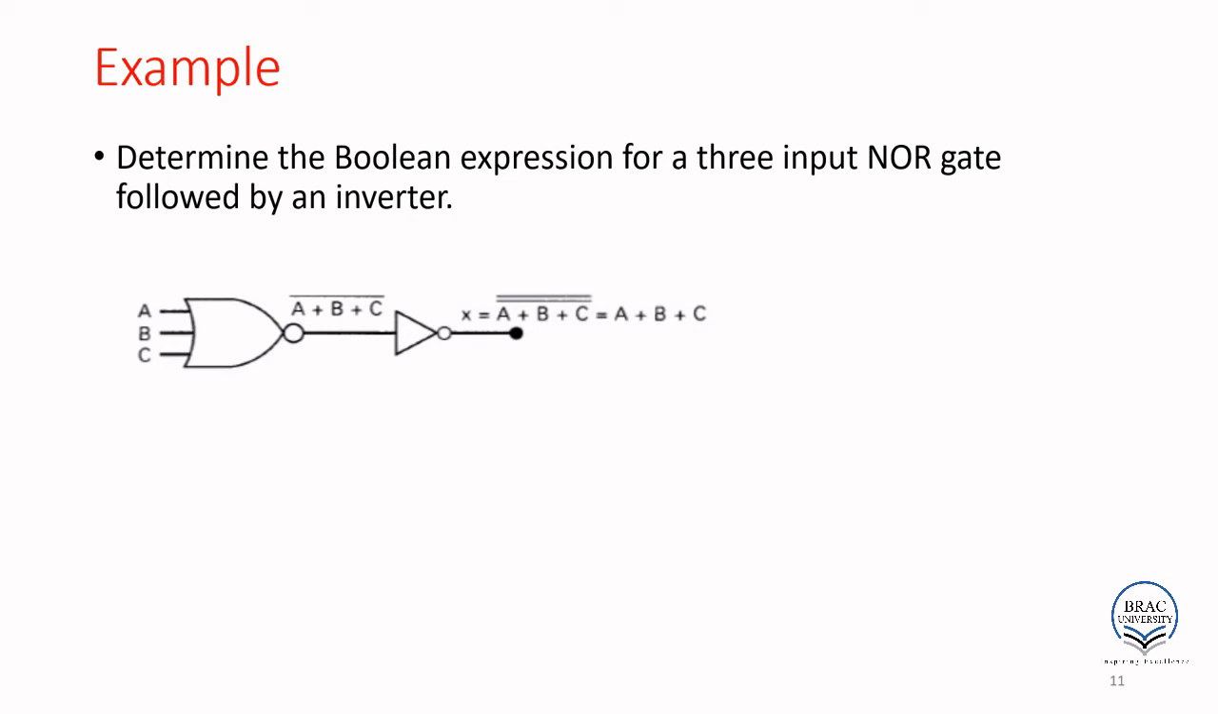It says determine the Boolean expression for a 3-input NOR gate followed by an inverter. So you have A, B, and C, with an inverter, which can be written as A plus B plus C, inverted. If you do the inversion again, then it will become A plus B plus C.